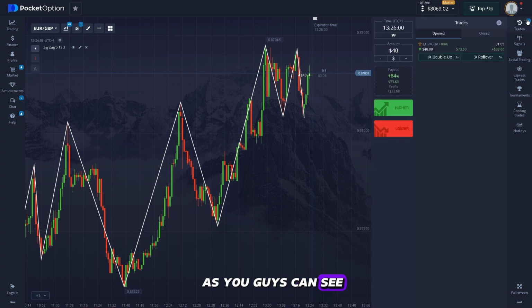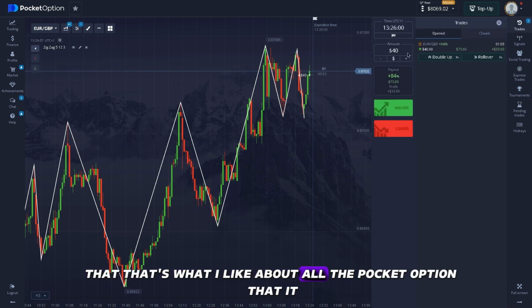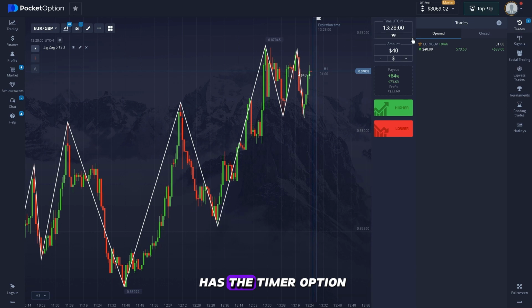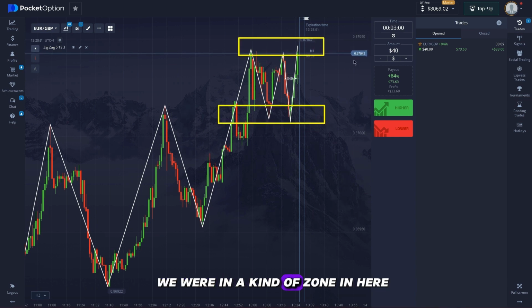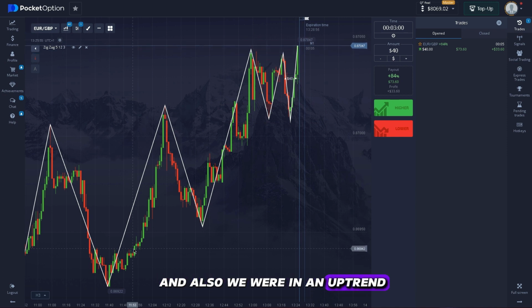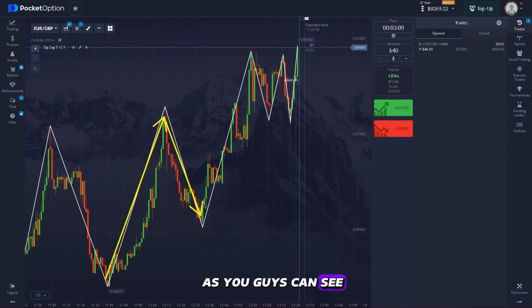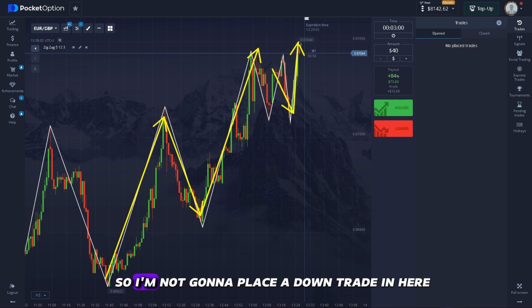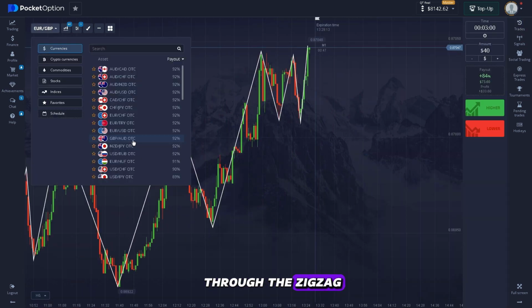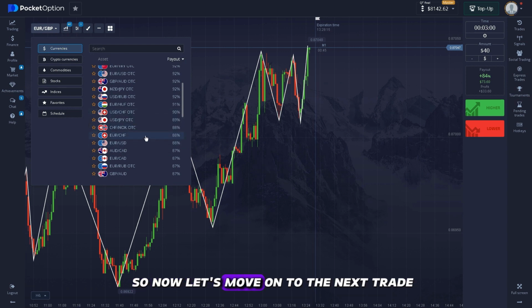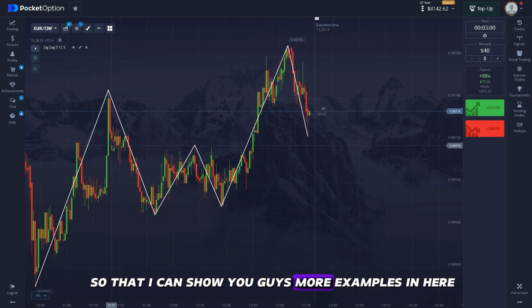As you guys can see, that's what I like about Pocket Option, that it has the timer option as well as the clock option. As I said, we were in a kind of zone in here, so that's why I've entered my trade in here. And also we were in an uptrend, so I'm not gonna place a down trade in here because we were in an uptrend. As you guys can see through the zigzag, our first trade was a win. So now let's move on to the next trade so that I can show you guys more examples in here.